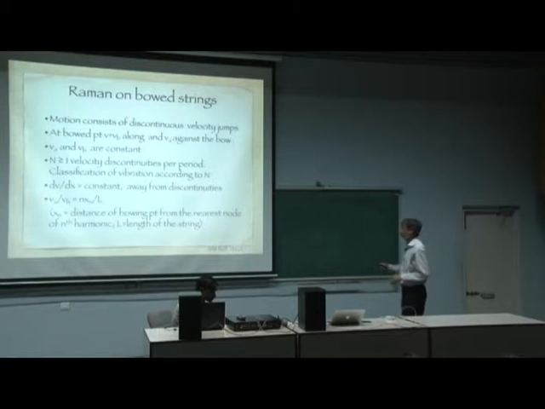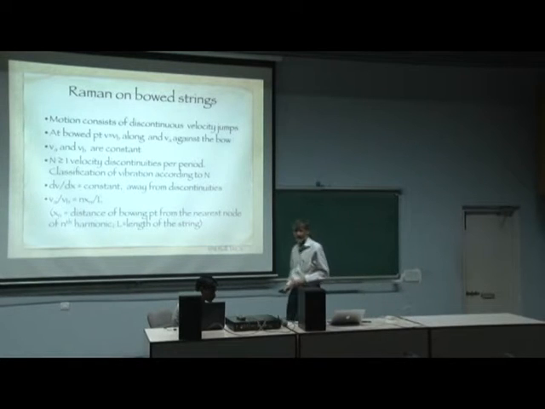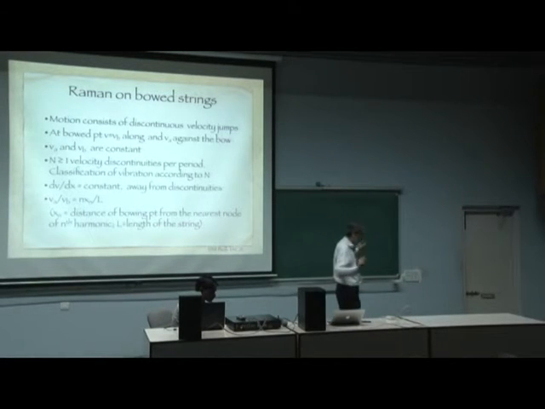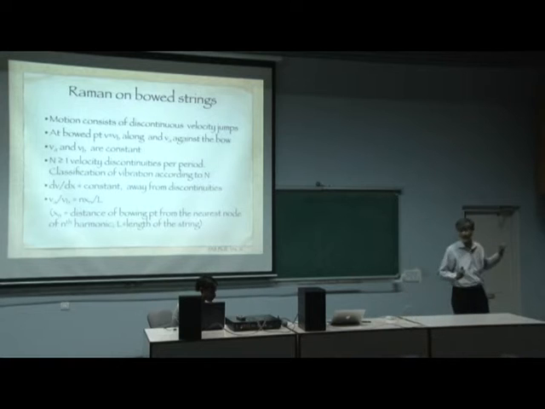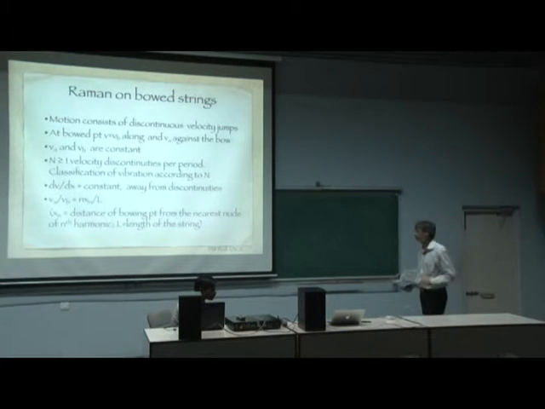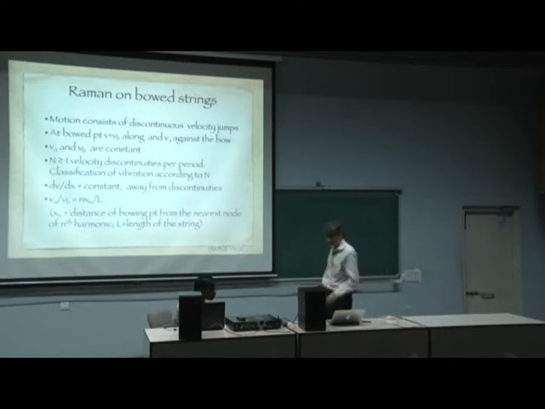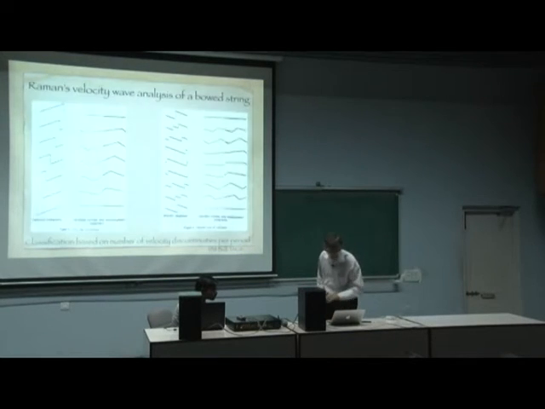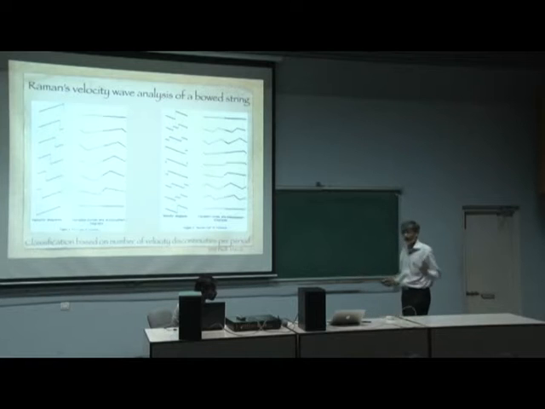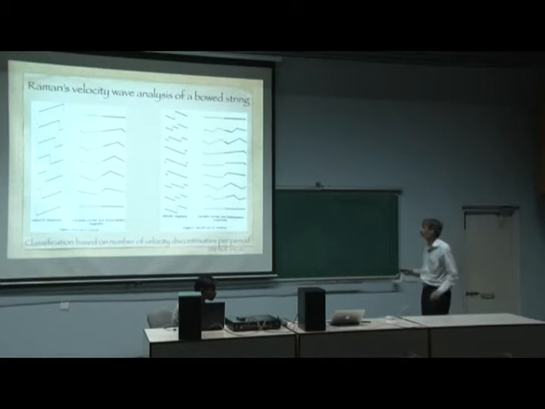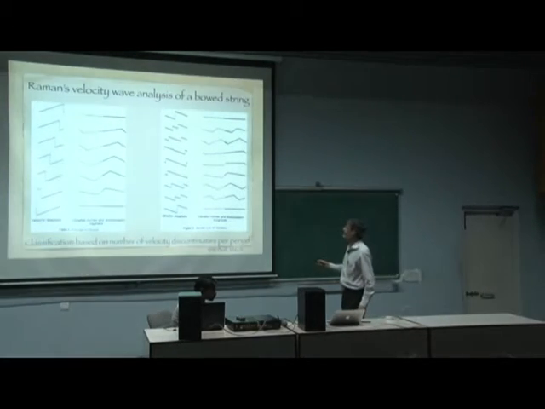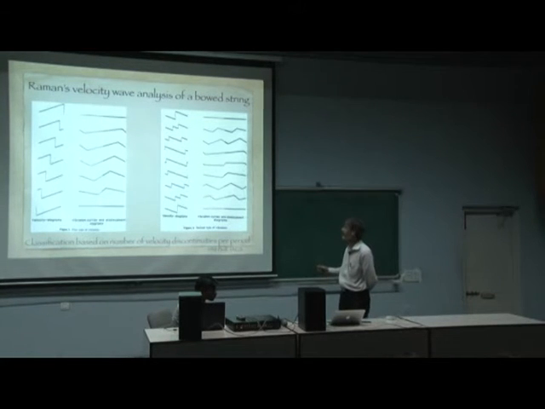So now, given these, you can fully construct the motion of the string. And Raman went on to construct the motions of the string based on this premise, starting from this. So these are some examples. This says first type of vibration. There is only one velocity discontinuity per period.